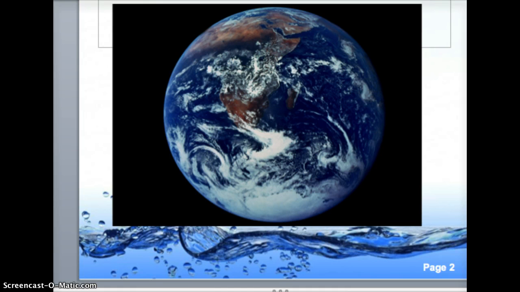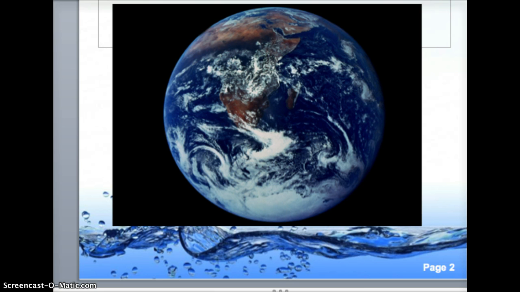So why should we study water? One simple look at the Earth from space and we know why we need to study water. We've got this great big blue planet, as we're often called, and 75% of the Earth is covered with water, so it's extremely important to us because so much of the Earth is water.